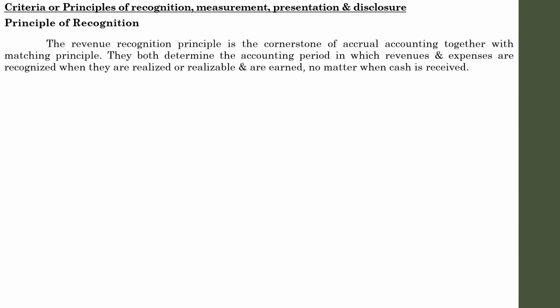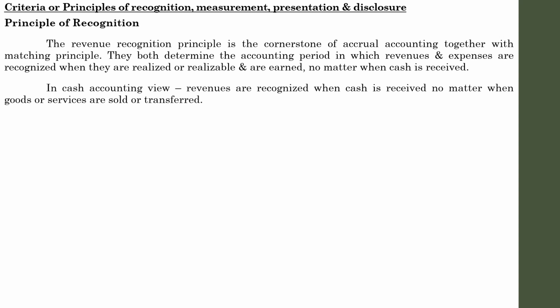But there is another view with regard to the same situation, that is the cash accounting view. Cash accounting, as the term itself mentions, involves cash. A revenue is recognized when the cash is received, no matter when the goods or services are sold or transferred. That is another concept. Usually in recording transactions, we follow the principle mentioned in the first paragraph. That is, whenever there is an exchange of goods and services, it is recognized even if no cash is exchanged at that time. That is the revenue recognition basis mentioned in the first paragraph.